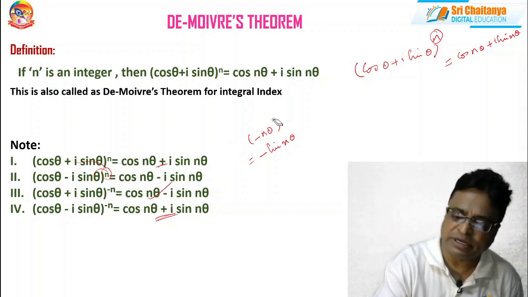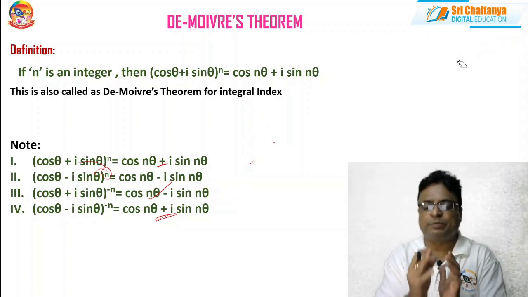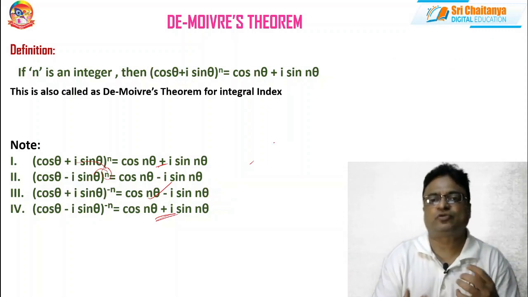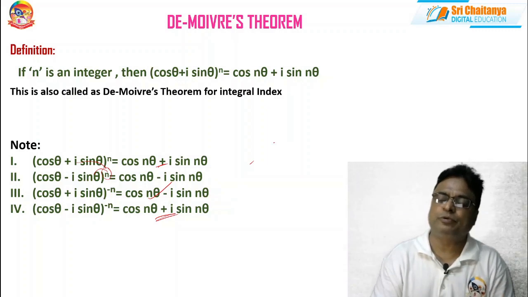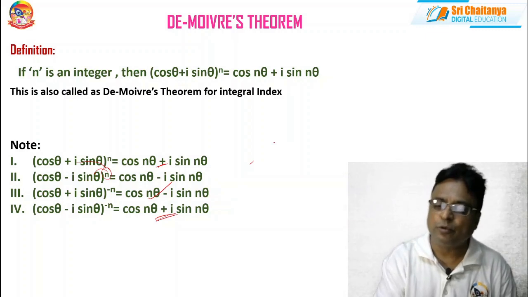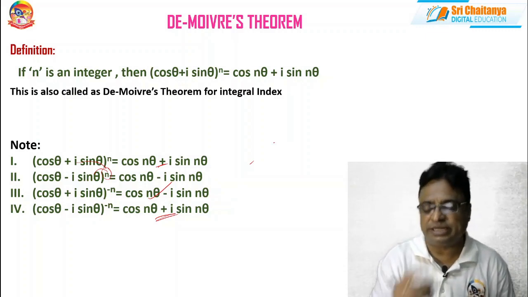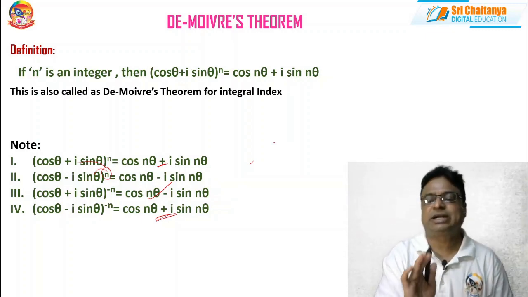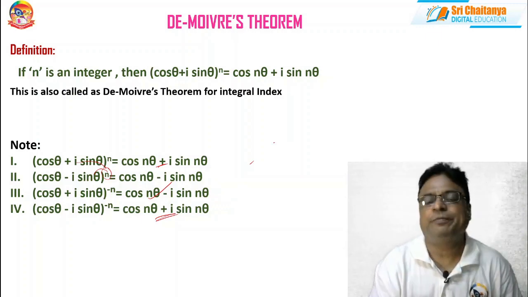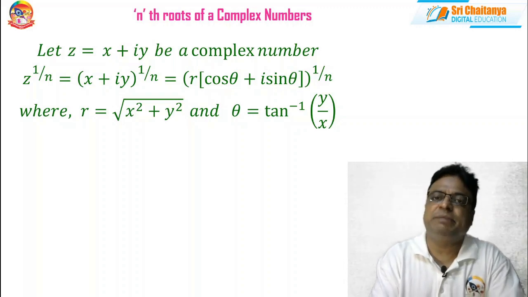Proof is also very simple. With the help of mathematical induction, we can prove the theorem. That means we can prove the theorem for n equal to 1, and we can assume that the theorem is true for n equal to k, and we will prove that the statement is true for n equal to k plus 1. Hence, by mathematical induction, we can conclude the theorem. So, proof is not necessary for you. Just try to understand the concept of De Moivre's theorem. Okay, my friends, now coming to the nth roots of a complex number. Here it is very, very important.